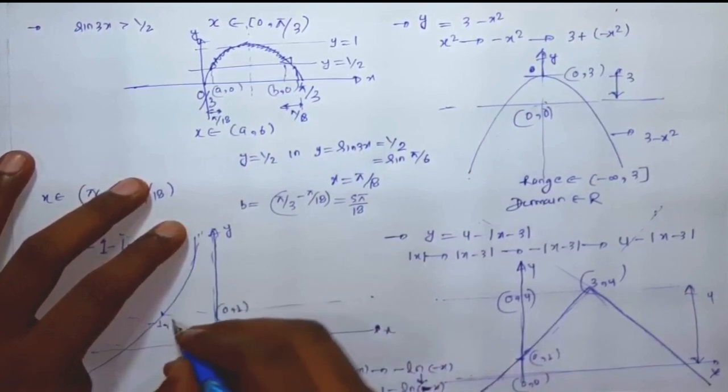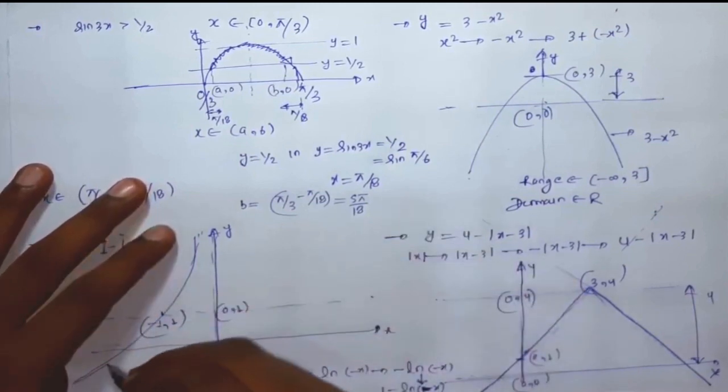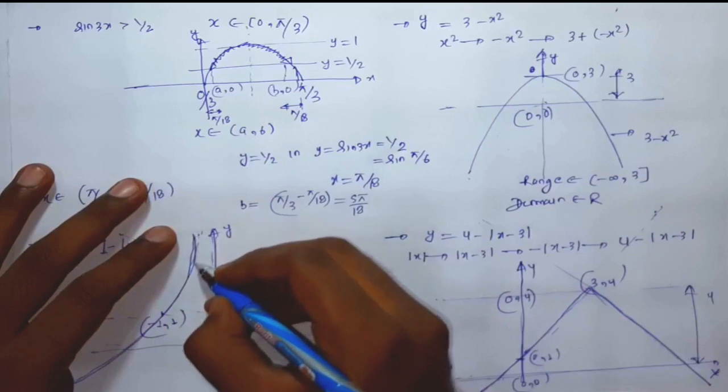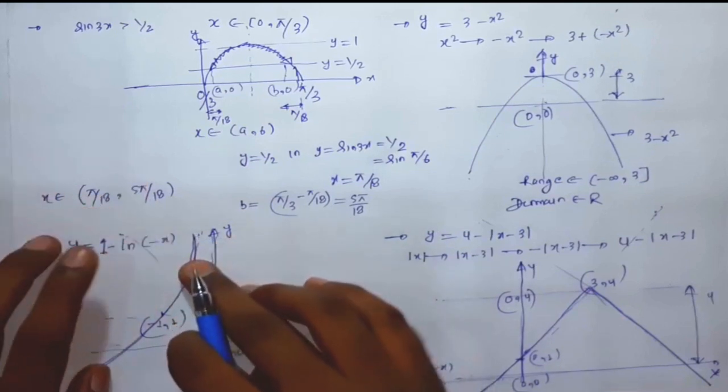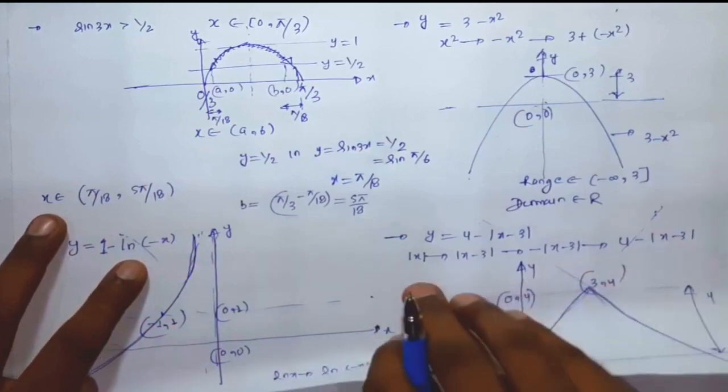So this is how we can draw the graph. Here is the final graph of this function, 1 minus ln of minus x. So this is how we can draw the graphs. We will see some more examples.